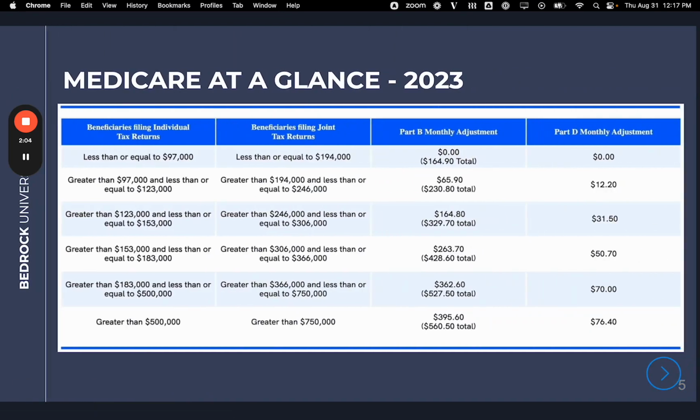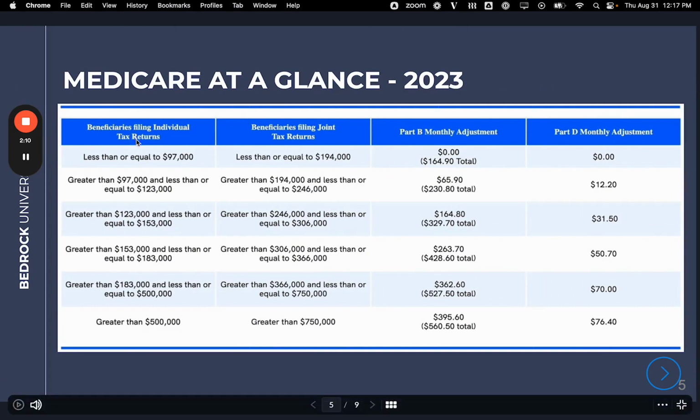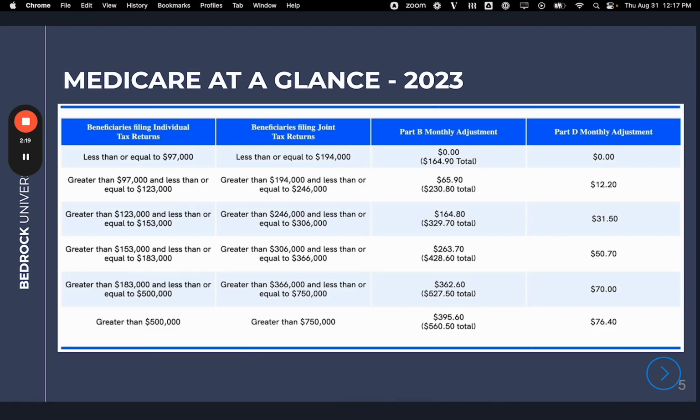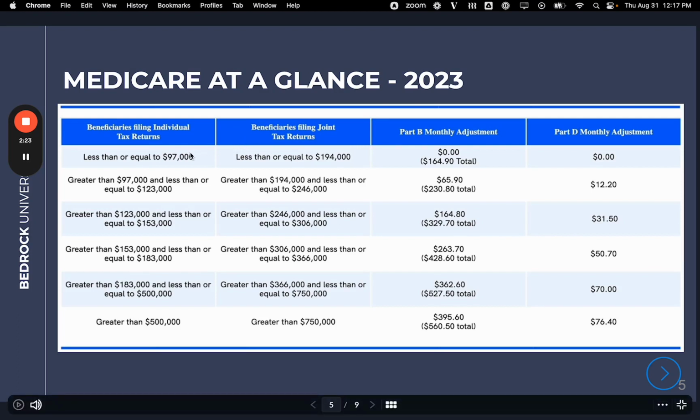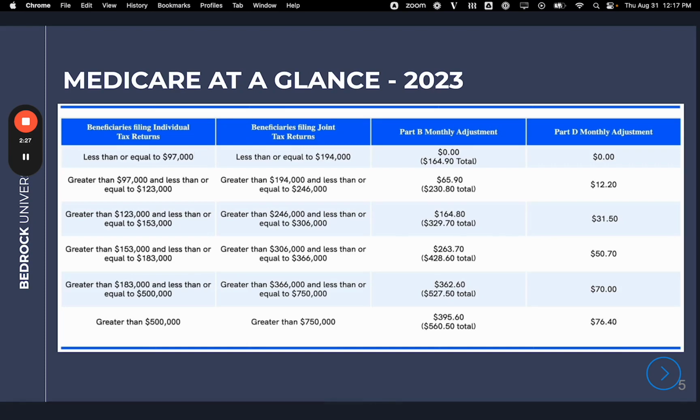Here we can see a table of the IRMAA chart for income. As you'll see here, this is for individual tax returns, and this column is for joint tax returns. So you'll want to ask your client how they file their taxes, whether it's individual or joint. And then you want to look at the income thresholds. So I might ask a client, do you file your taxes alone or with a partner? And if they say, oh, with a partner, I'll say, great.